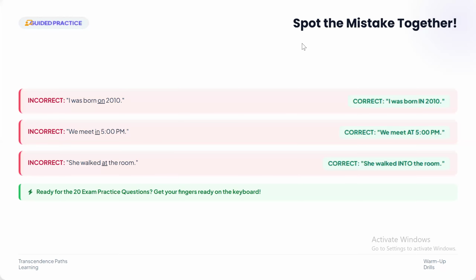Okay, let's spot the mistake together. I was born on 2010. Why is this incorrect? Can someone unmute themselves? I was born on 2010.